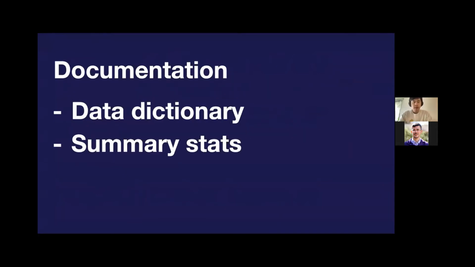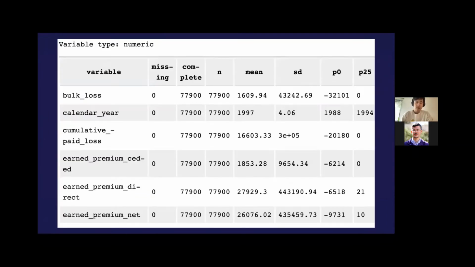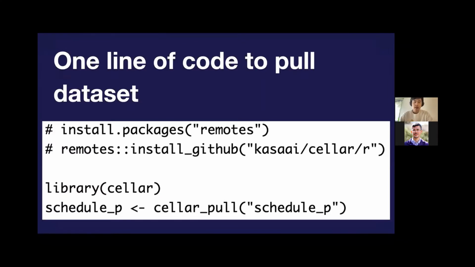But the documentation consists of a data dictionary and also some summary stats. So the idea is that you're a researcher or a developer. You go on this website and then you take a quick peek at what's in a table, and then if it's relevant to you, right? Then you can easily and quickly get that data onto your desktop or laptop or whatever, and start playing around with it.